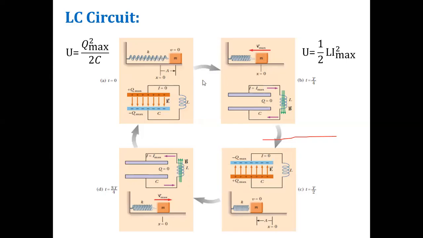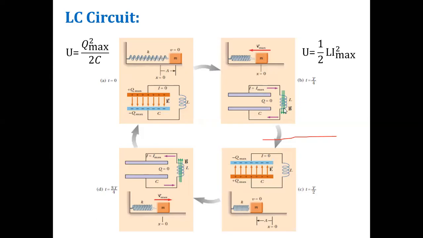So here, if you compare this with your block spring case, let's say that initially your capacitor was fully charged here. This will correspond to the case when you have stretched your mass to one of the extremes here. Now, what would happen at time t is equal to T by 4? Your capacitor will be fully discharged, and all the energy that is present in the circuit will be in the form of magnetic energy in the inductor.